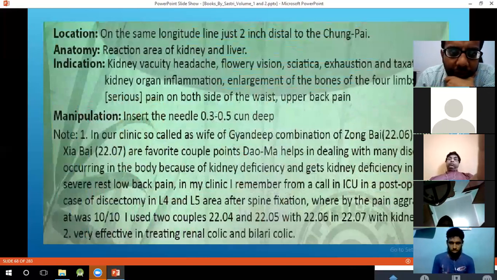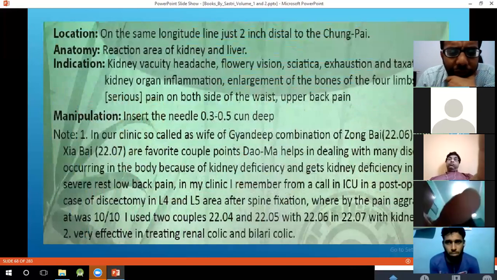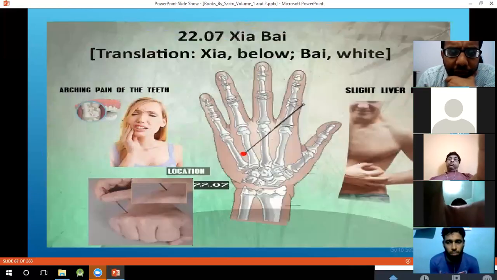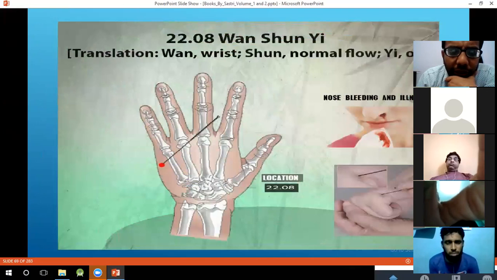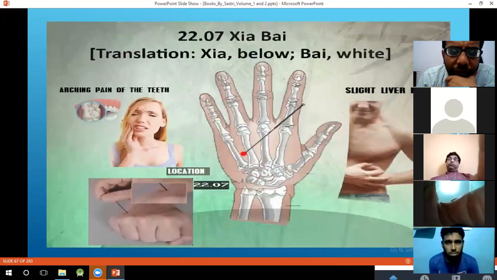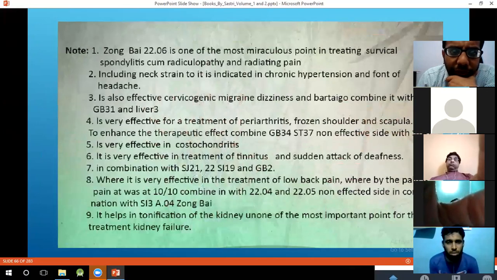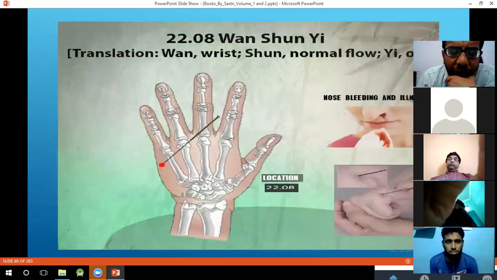The more important part is that it covers the kidney vacuity and the severe pain which is there because of the kidney vacuity. So in the wrist and other points also you will get very good results. Combining it with Zongbai, you get very good results in TMJ, trigeminal neuralgia. And Lingo, Dabai, Zongbai, and 22.06 and 22.07 give very good results. Very clear.